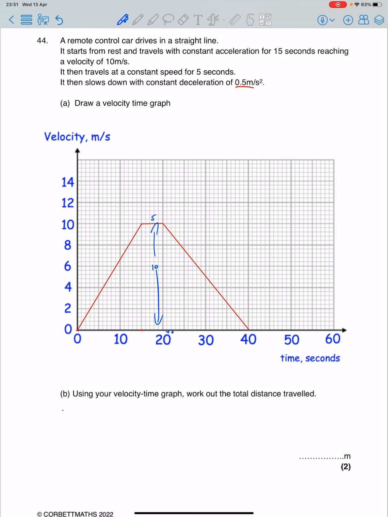So we have 40 plus 5 divided by 2 multiplied by 10. So that becomes 45 over 2 times by 10. So that becomes 225, if I'm not wrong. So 225 meters is the total distance that is travelled.